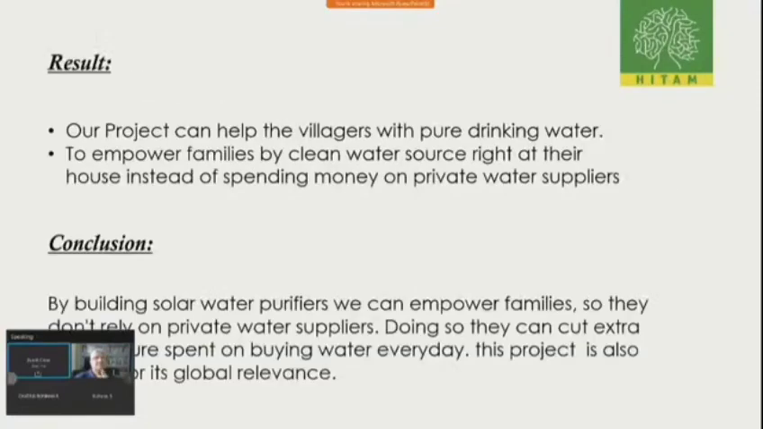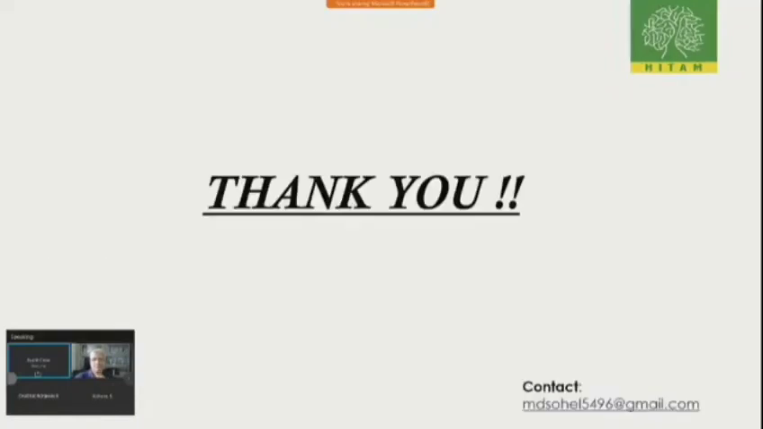This is the result. Our project can help the villagers with pure drinking water, empowering families with a clean water source right at their home instead of spending money on private water suppliers. This is about our innovation, our ideology on the solar water purifier, and I am sure this will be helpful for the middle class, low class, and backward villagers to get pure water at their home. Thank you.